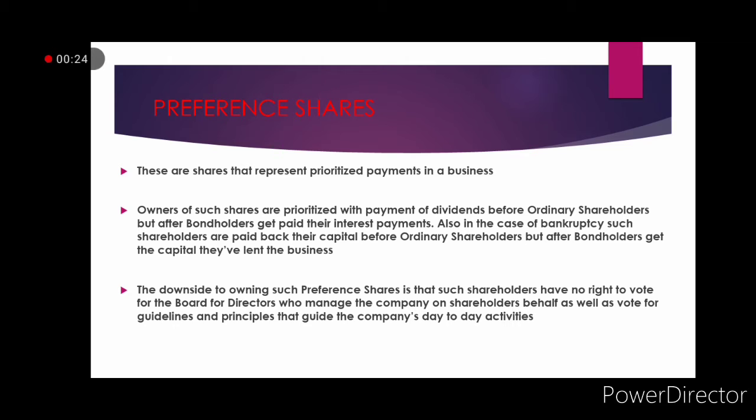Lenders first. Also, in the case of bankruptcy, preferred shareholders are paid back their capital before ordinary shareholders, but after bondholders get paid their capital first. So it's bondholders first in line, then preferred shareholders, then last but not least, the ordinary shareholders.